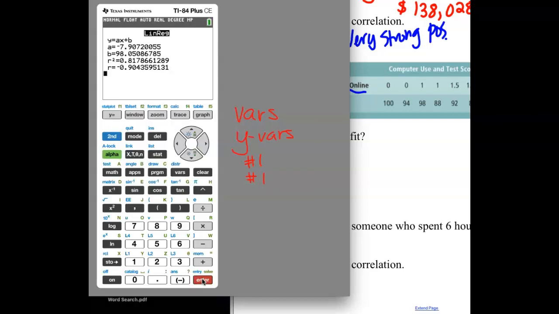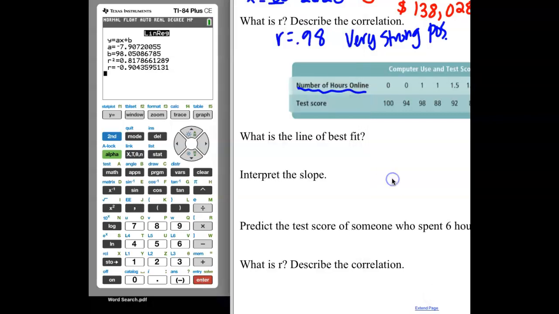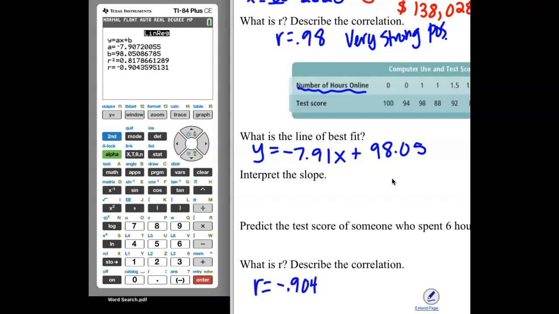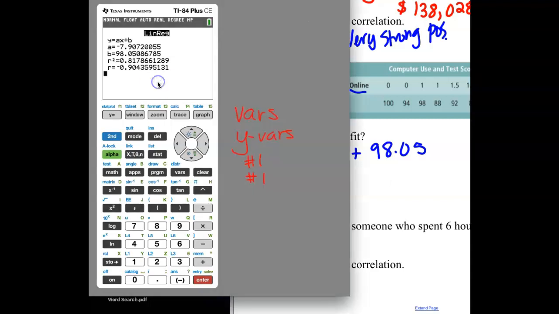Okay, so let's jot down our equation before we move past that. Our line of best fit, y equals negative 7.91 times x plus our b value, 98.05. Let's jot down that our correlation coefficient, our R value, is negative 0.904.